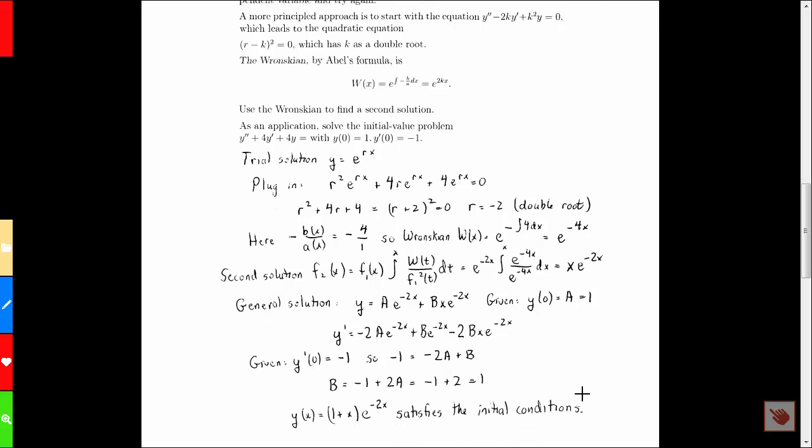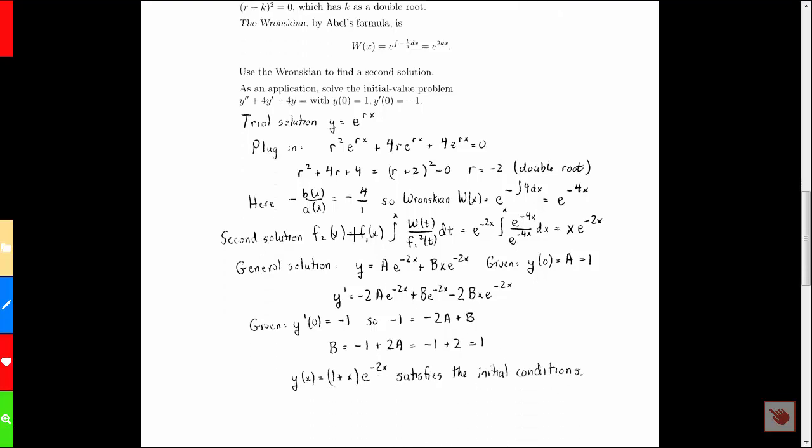Suppose we want to satisfy our initial conditions. We say our general solution is therefore some constant a times e to the minus 2x plus some other constant b times our second independent solution, x e to the minus 2x. The second solution is 0 when x equals 0, so knowing that y of 0 equals 1, we immediately discover that a must equal 1.